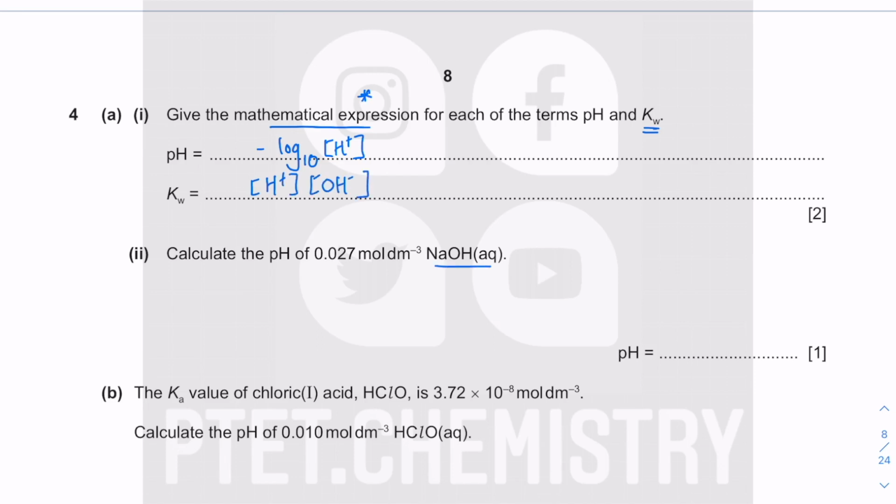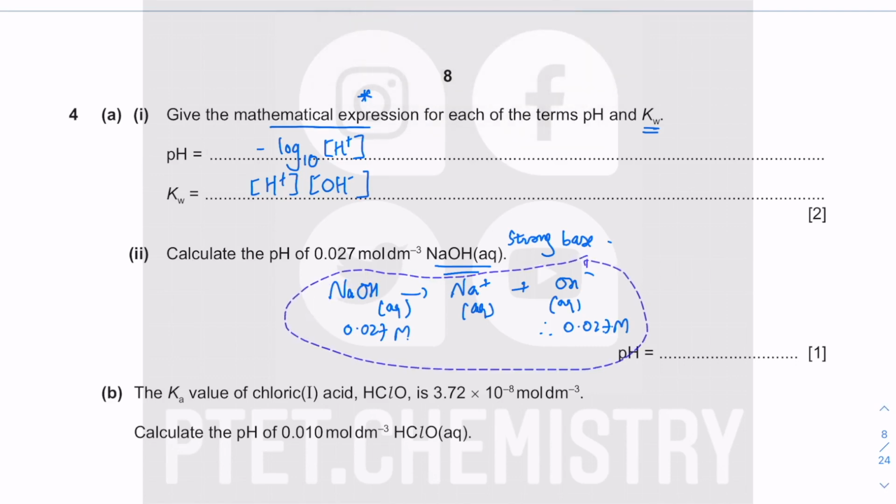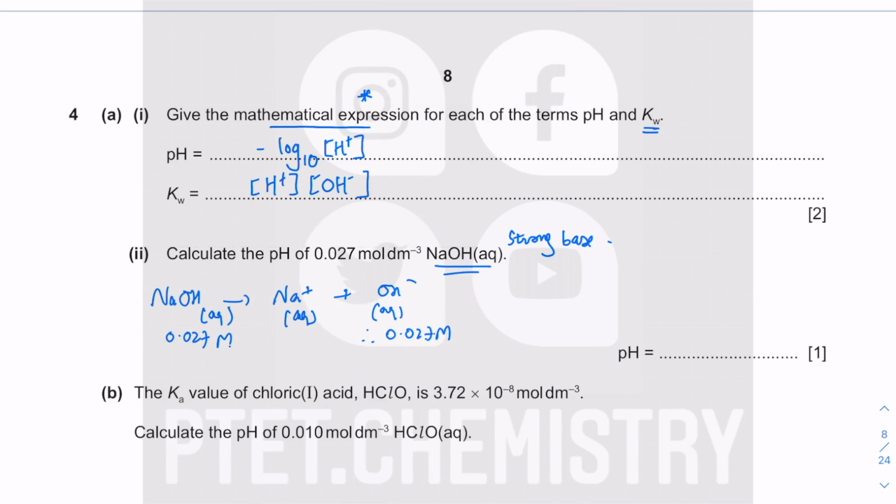Now we're looking at NaOH. So this is a strong base, and a strong base dissociates completely into the ions. So I'll have aqueous, aqueous, aqueous. So if I have 0.027 molar there, therefore the hydroxide concentration is 0.027 molar as well, right? Because it's 100% dissociation. So what I can do now is I can work out.